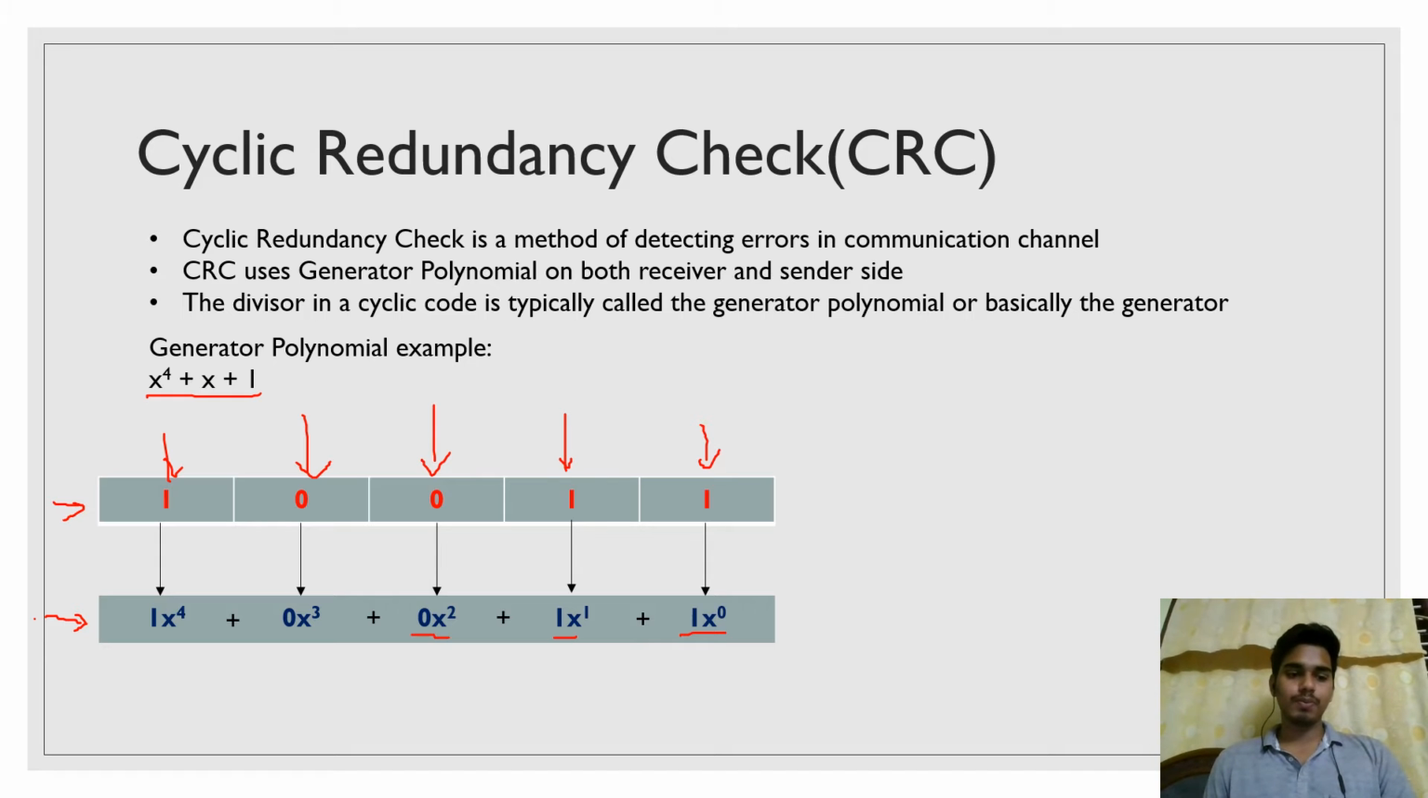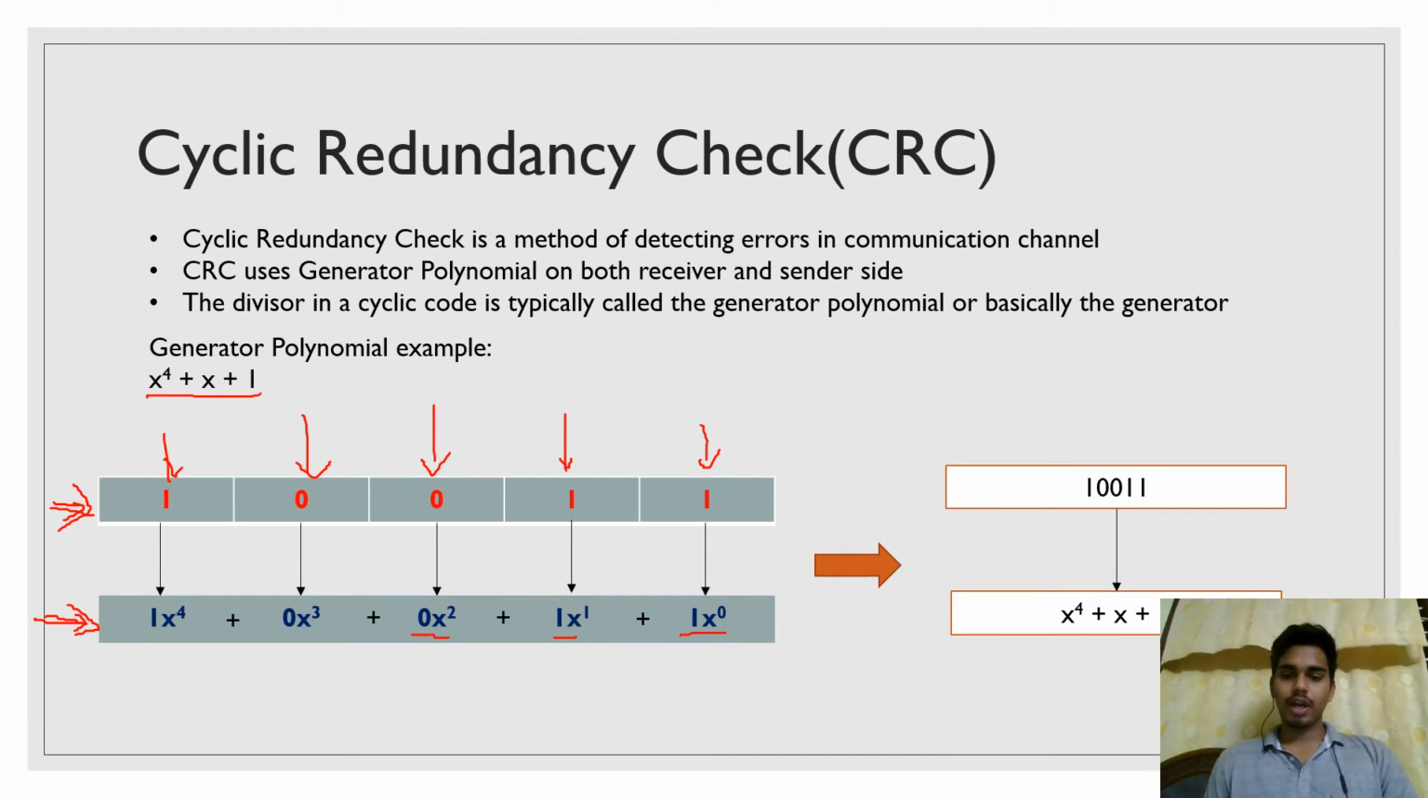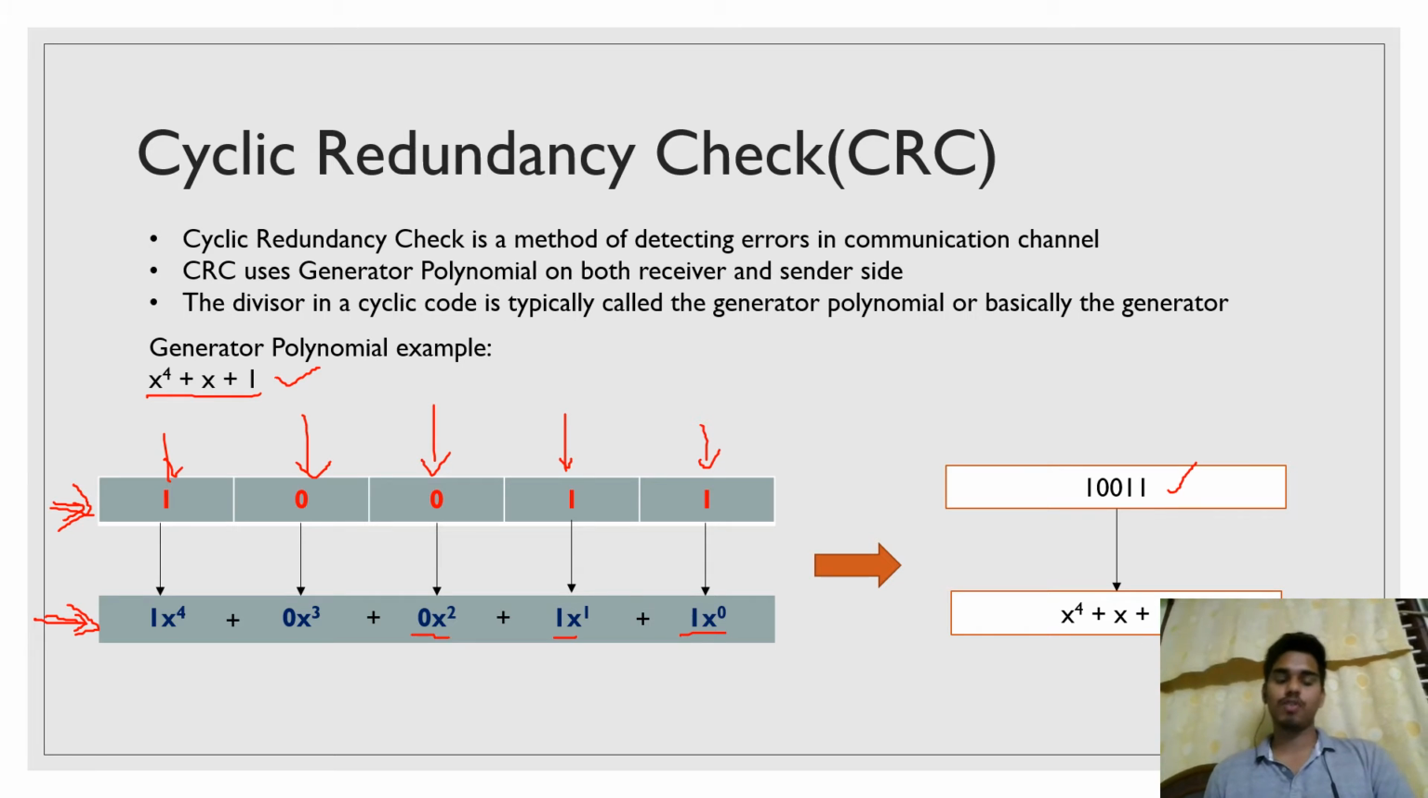So this is the polynomial representation of this binary data. So this 1 0 0 1 1 can be simply represented as x to the power of 4 plus x plus 1.